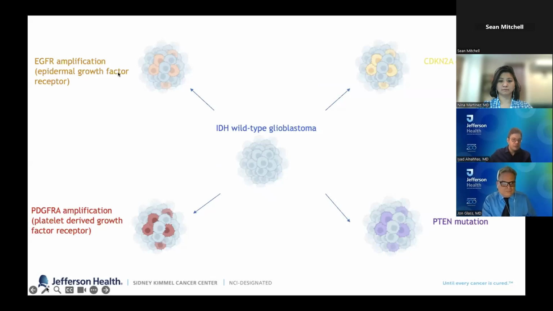So from the name, this is a growth factor receptor. It's a receptor that triggers the cell to grow and proliferate. And when there are a lot of copies of this gene, so there's amplification of the gene, that can trigger the cells to grow. So EGFR, for example, happens about 50% of the time in glioblastoma. There are other markers, for example, the platelet-derived growth factor receptor. So that's another growth factor receptor from the name, and it happens in about 15% of glioblastomas.